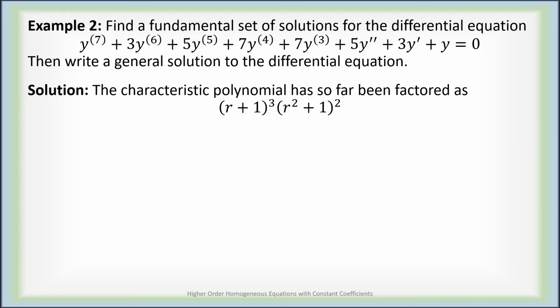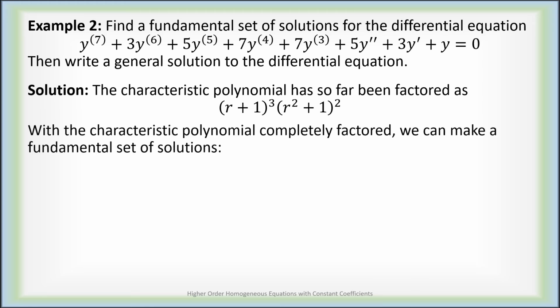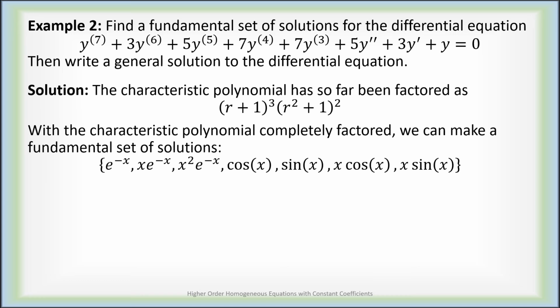So here is our total factoring of the characteristic polynomial, r plus 1 cubed, and then the irreducible quadratic r squared plus 1 squared. So since we've completely factored the characteristic polynomial, we can make a fundamental set of solutions. From r plus 1 cubed, we get e to the minus x, x e to the minus x, x squared e to the minus x. 3 terms corresponding to this linear power with power 3.